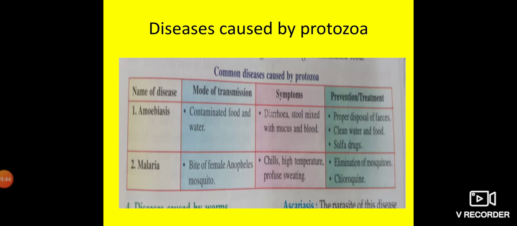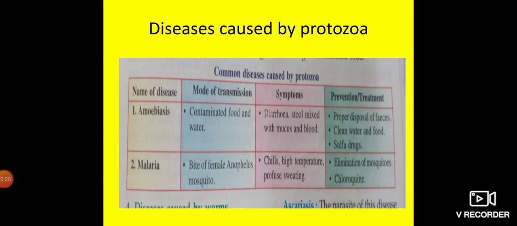Common diseases caused by protozoa are amoebiasis and malaria. Amoebiasis is caused by the protozoa called Entamoeba. It attacks the large intestine. The mode of transmission is through contaminated food and water. The symptoms of amoebiasis are diarrhea, then stool mixed with mucus and blood. The preventive measures of amoebiasis are proper disposal of feces and drinking clean water and clean food. The patient is given sulfa drugs.